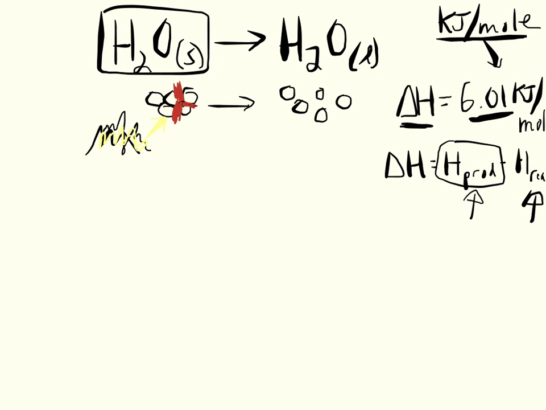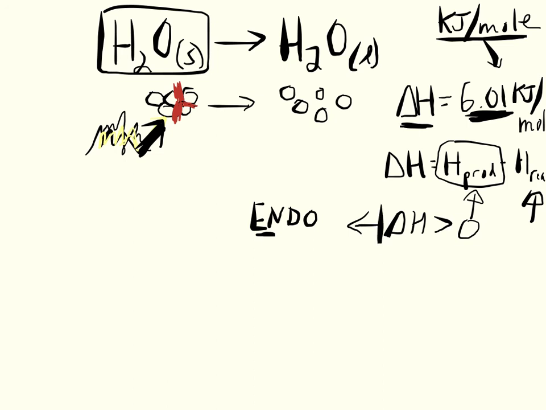Since delta H is greater than 0, it's positive. That means that for this process, we can think about whether it is going to be endothermic or exothermic. It's going to be endothermic, since heat was added. We had to add this energy here to break these bonds. We added energy in, so this process is endothermic, and we can denote that by saying that delta H is greater than 0.